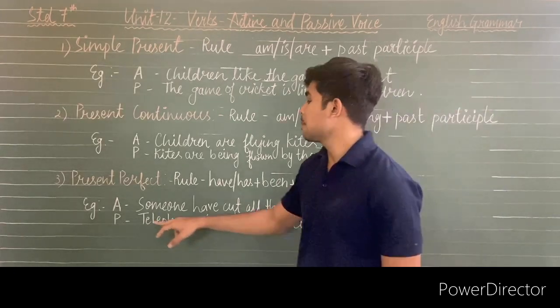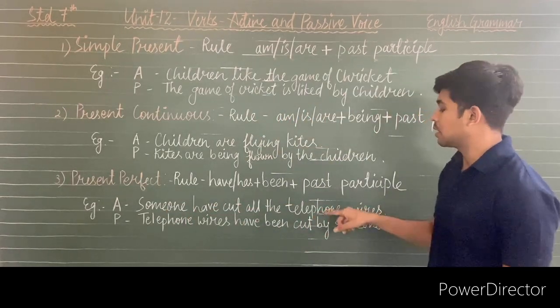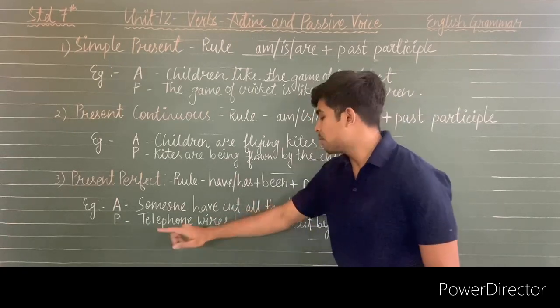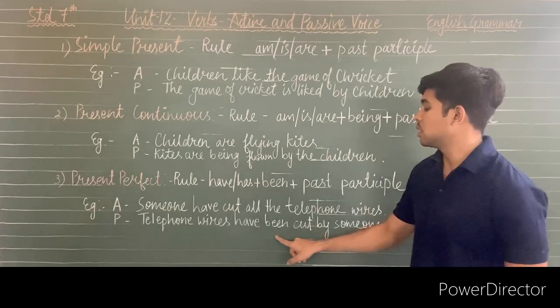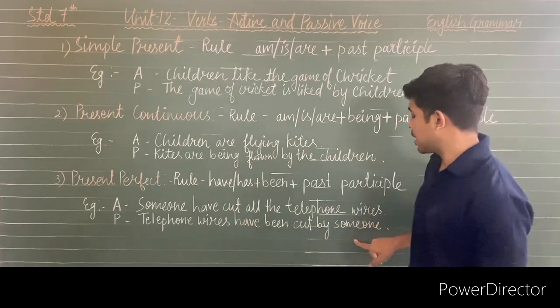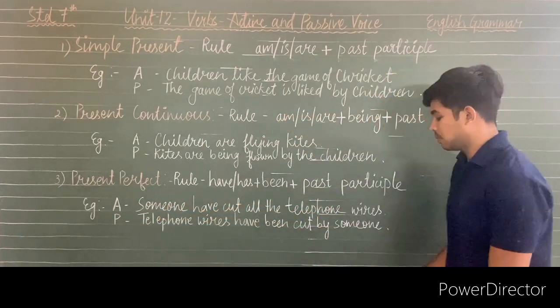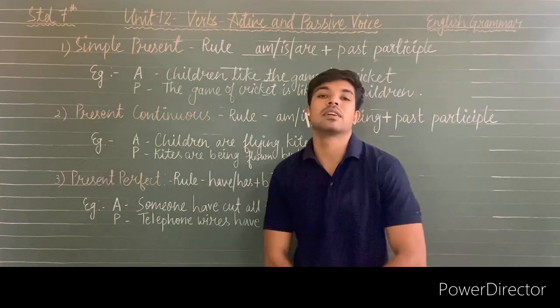So I will repeat again. Active voice is someone has cut all the telephone wires. Telephone wires will become the subject in passive. Telephone wires have, from this rule, been, from this rule, past participle of cut, and at last we have the active voice subject which is someone. So at last, someone. So now we'll further discuss.